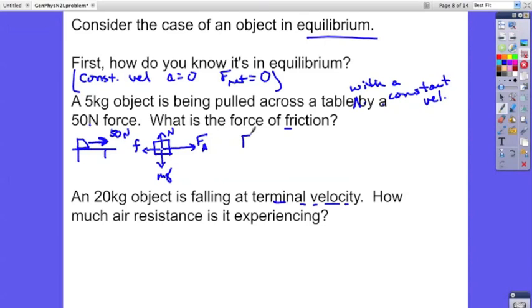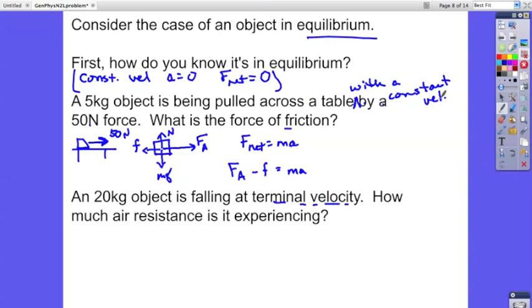I said write F net equals MA, right? And the next step was replace the symbol F net with the actual net forces. That'll be the applied force minus the frictional force. Okay, net means add them up, but I just put a minus sign. That's because the friction's heading in the left direction, and so it's negative. So this is a negative force, and this is a positive force. Equals MA. And now I have an equation that I can solve for the force of friction.